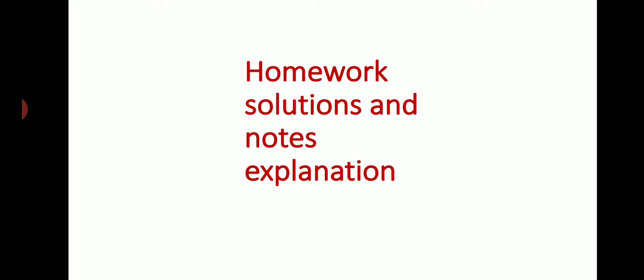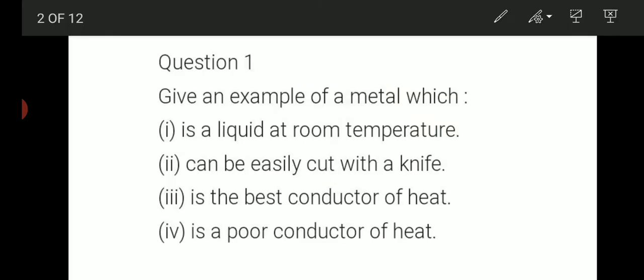So let's start. The first one was an example of a metal. Give an example of a metal which is liquid at room temperature, that is mercury. Any one example. Then which metal can be easily cut with a knife, that is sodium, or potassium, you can write potassium, but write only one metal.